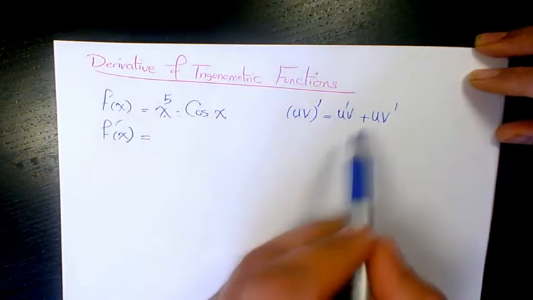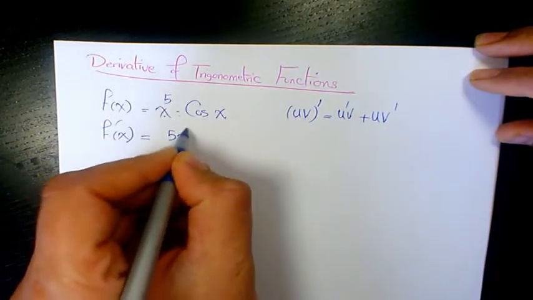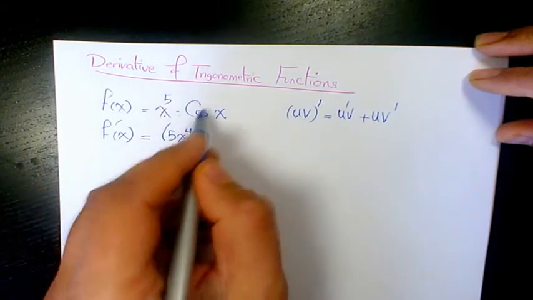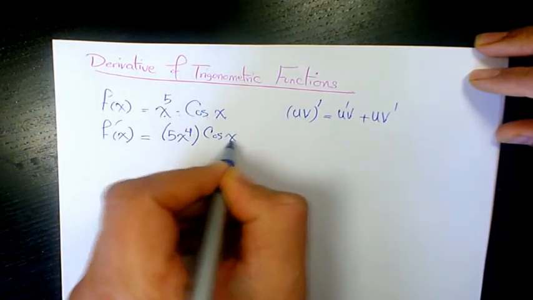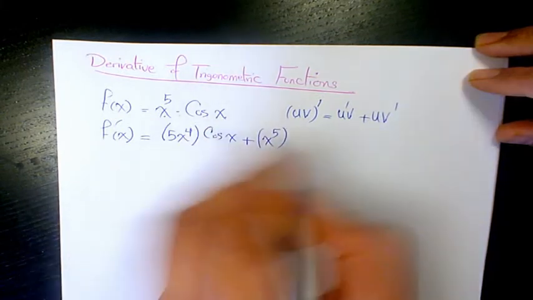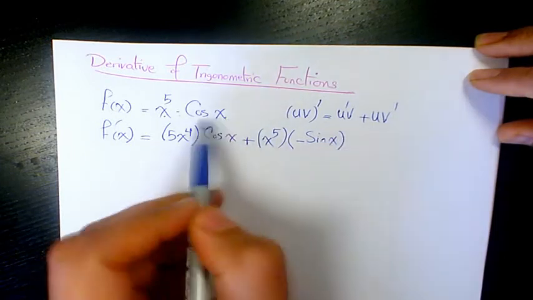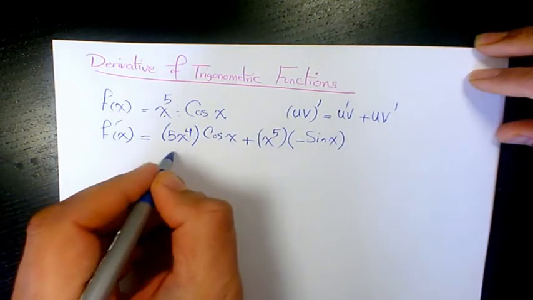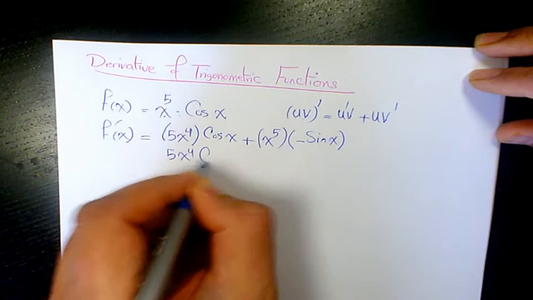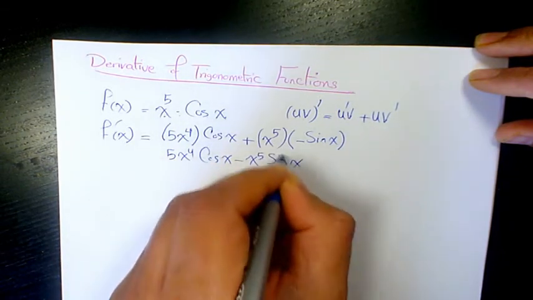So it is going to be derivative of x to the power 5, which is 5x to the power 4, times cosine x, plus x to the power 5 times derivative of cosine x, which is negative sine x. Derivative of cosine is negative sine. So it's going to be 5x to the power 4 cosine x minus x to the power 5 sine x.